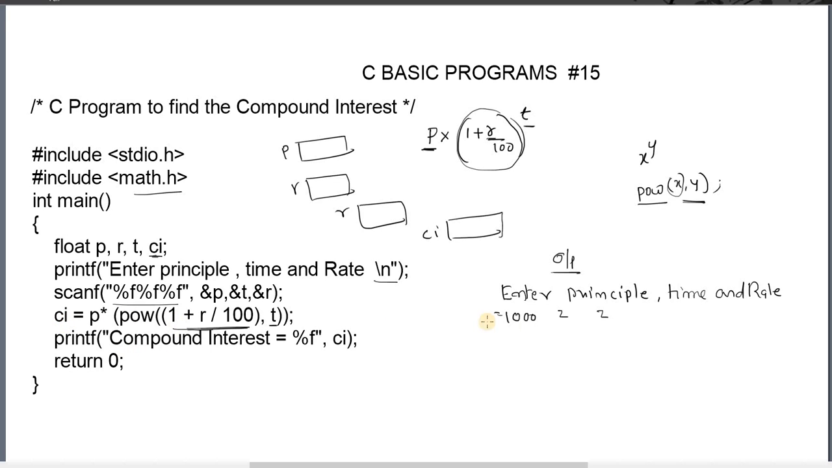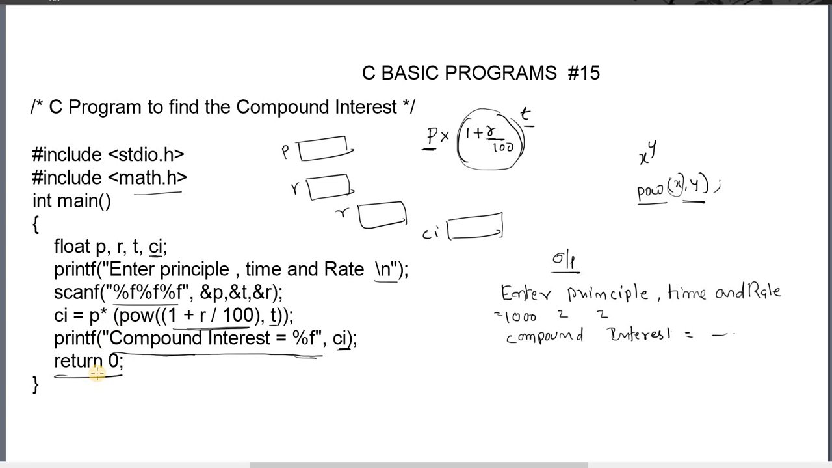Then this printf prints again: compound interest equal to some value, which is in Ci. The printf prints the same message which is given here, just in place of %f, which is a non-printable character, it will take the Ci value.